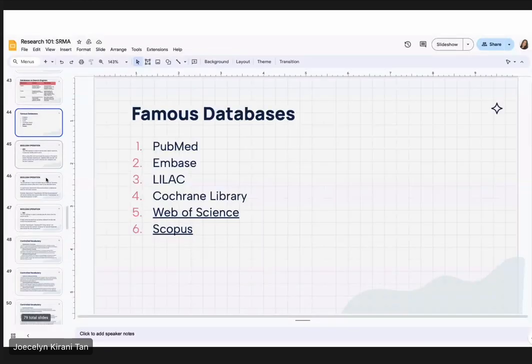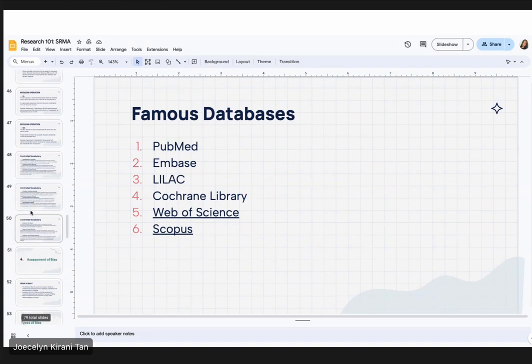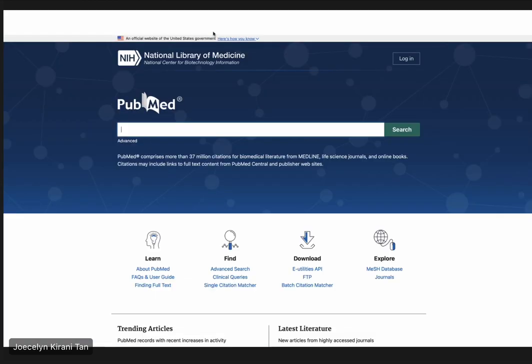Right. So again, PubMed, Embase, Lilacs, Cochrane Library, Web of Science, and Scopus. These are famous databases, meaning a lot of people use these, so I would say they're pretty trustworthy to use. Okay, so PubMed here.